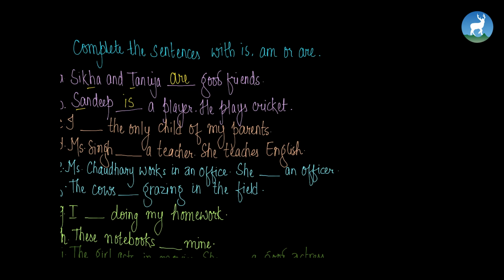I am the only child of my parents. For I we always use am. Mrs. Singh is a teacher, she teaches English. So we write is. Miss Chowdhury works in an office, she is an officer. She is an officer. The cows are grazing in the field. Cows, plural subjects, are. The state of being, right? I am doing my homework.